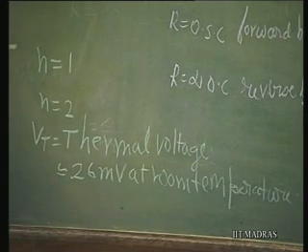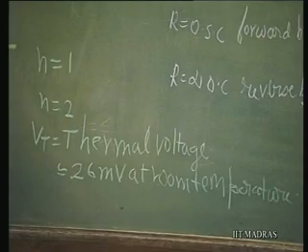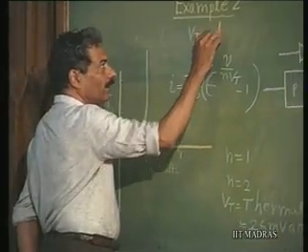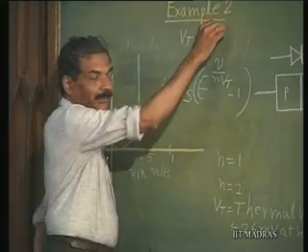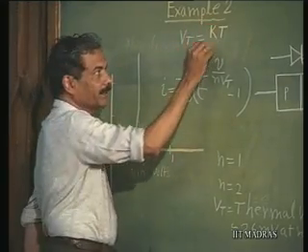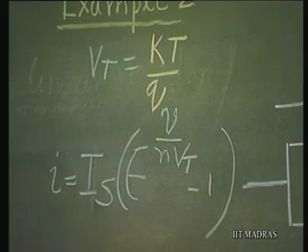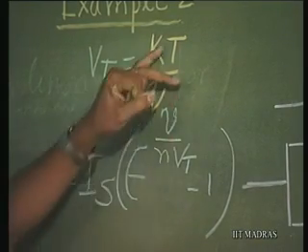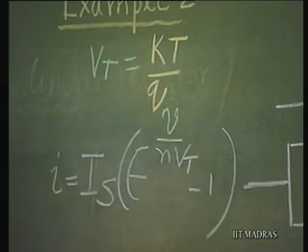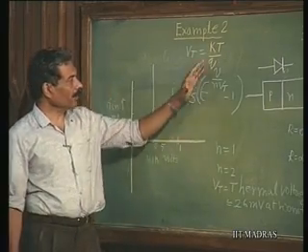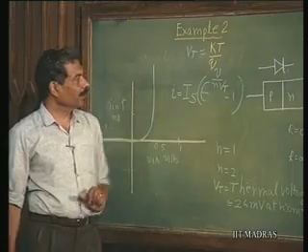So, Vt is also a constant given by k, Boltzmann's constant, times T, the absolute temperature, divided by q, which is the electronic charge, and if you evaluate it at room temperature, this value comes out to be 26 millivolts. So, we know all about this part of the expression.